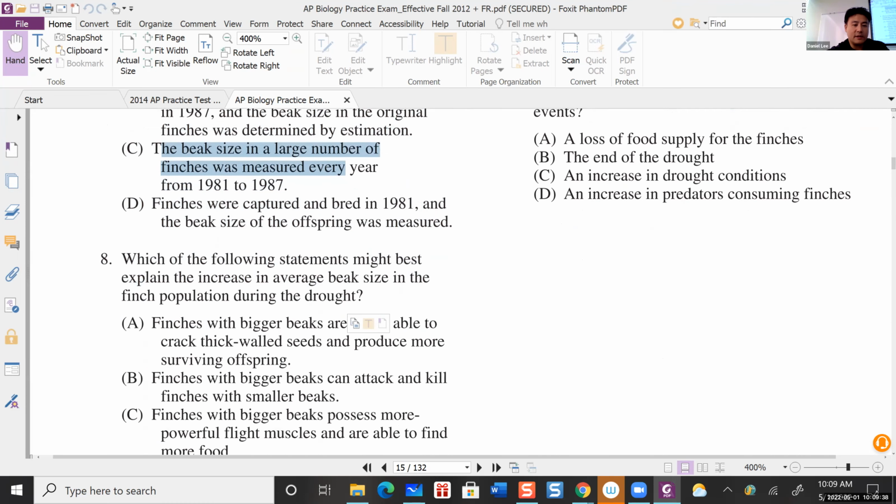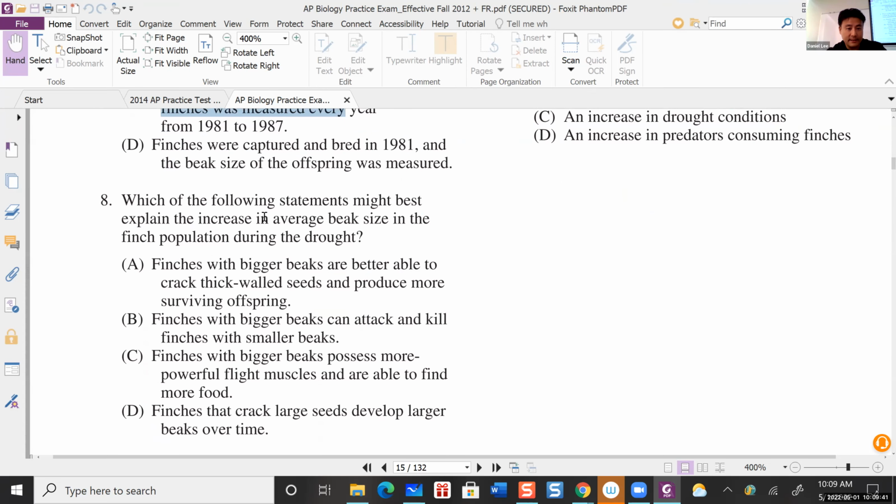Number eight: which of the following statements best explains the increase in average beak size in the finch population during the drought? Again, you have to read and eliminate, a very important skill. A: finches with bigger beaks were better adapted to crack thin-walled seeds. That would be wrong, because the whole point is that there are not enough thin-walled seeds. So A is off. B: finches with bigger beaks can attack and kill other finches. No, that is a guess.